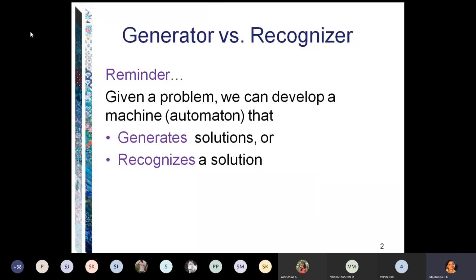So this question is an instance of a more general class that we will call a decision problem. A decision problem is simply a problem that requires a yes or no answer.